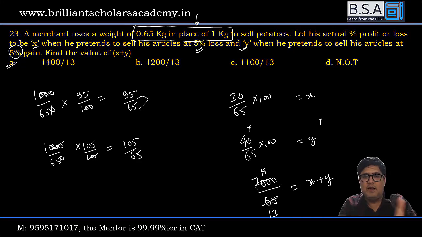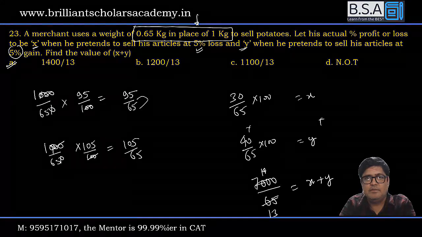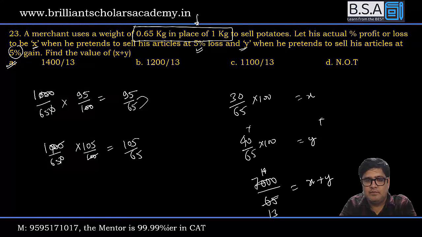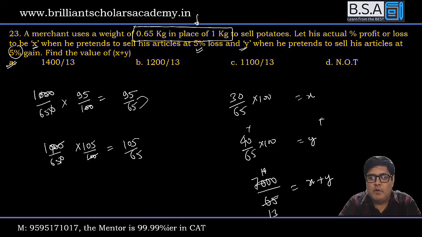Chain rule. He is already cheating through kilograms. He is telling you to your face, sir, I'm losing 5%. Ma'am, I'm gaining 5%. But the actual profit or loss is x and y. So the question is, what is x plus y? So again, plain and simple application of chain rule.